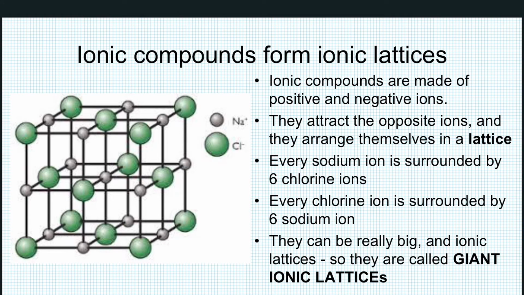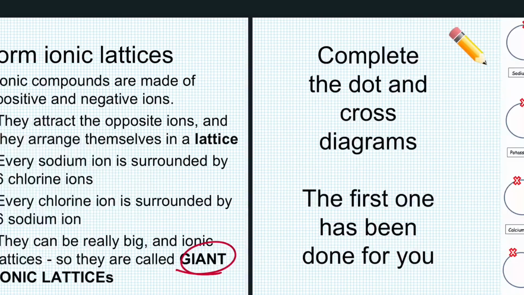Ionic compounds form ionic lattices. So here we've got sodium chloride, and we've got green chlorine atoms, chloride ions, and grey sodium ions. And you can see that each chloride ion is surrounded on each of the 6 sides by a sodium ion. Similarly, each sodium ion is surrounded, there would be another one out here, on each side by a chloride ion. So we can form this ionic lattice. Now this ionic lattice can literally go on forever. So it can be what we call a giant ionic lattice. It can be as big as we want.